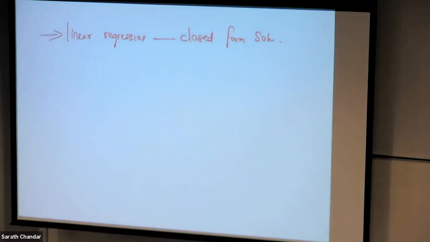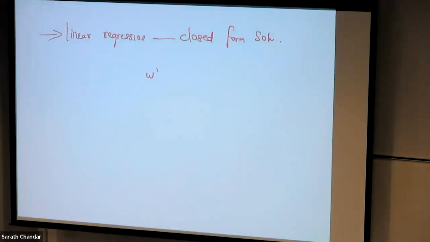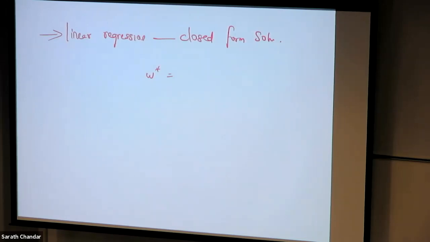Now, in the case of linear regression, there is a closed form solution. So can someone tell me what the closed form solution was? Someone who has not answered so far. And this is probably a hard question. X transpose X square, X transpose Y. Well, it's almost correct.